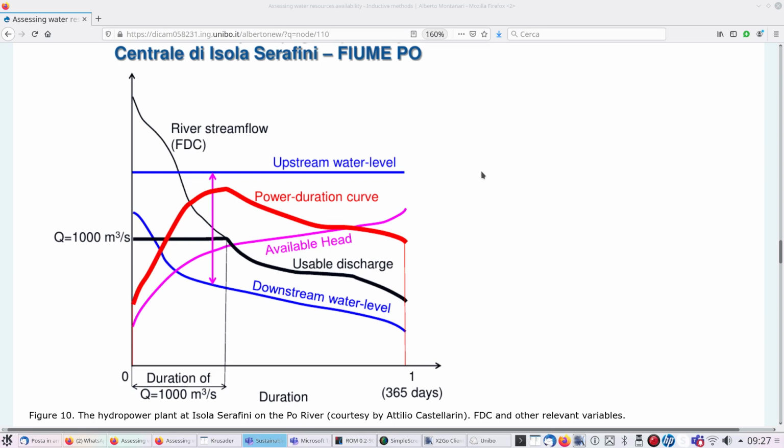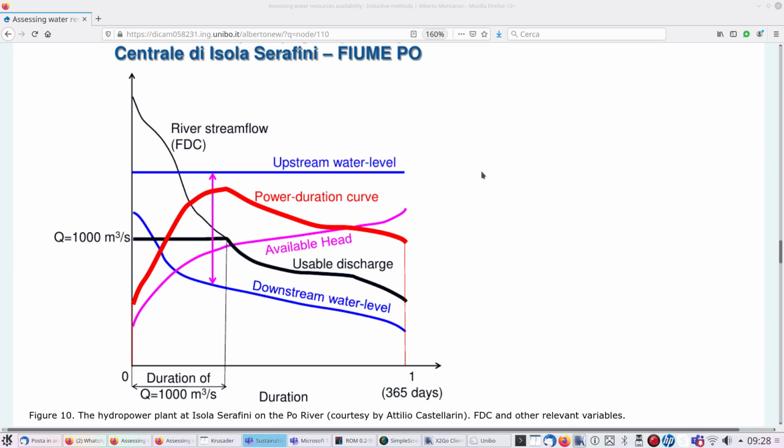Keep in mind that the energy production, so the power that is taken by a hydropower plant, is proportional to the head and the river flow. So in order to get a lot of energy, in principle, we need much river flow and much head. So if we look at the power duration curve, which is the duration curve of the produced energy, it's not very high for high flows, because it's true that we have a lot of flow to turbine, but we don't have a high head.